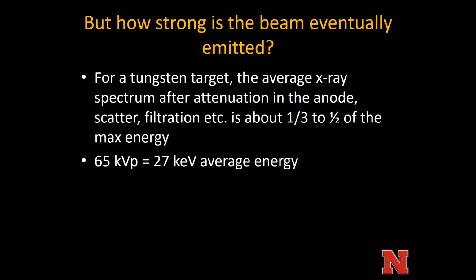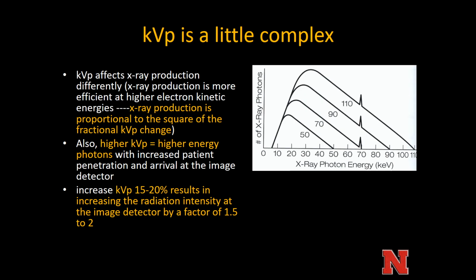All right, but how strong is the beam that's eventually emitted? For a tungsten target, the average X-ray spectra after attenuation in the anode, after it's scattered, after it's filtered, is really only about a third to half of the maximum energy. So if we set our kVp at 65, the average energy of an X-ray coming out of our setup is going to be about 27. So that's what the patient will be exposed to.